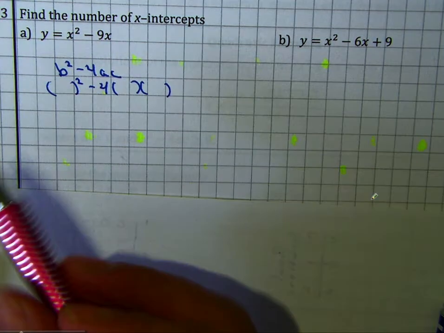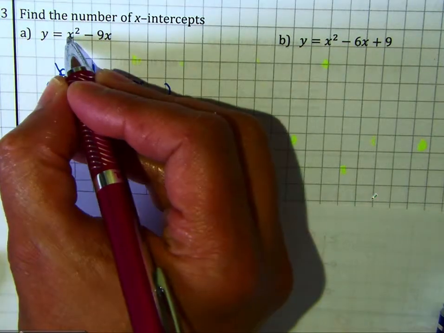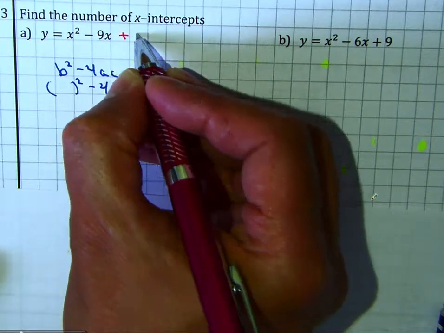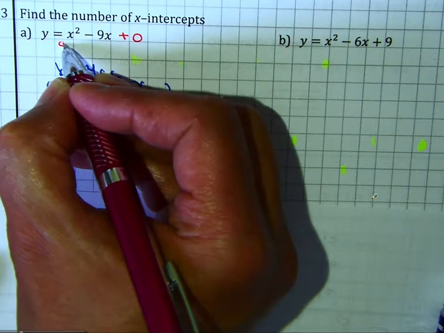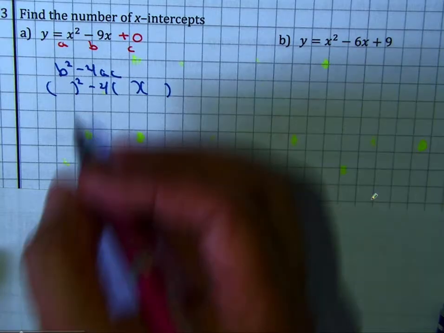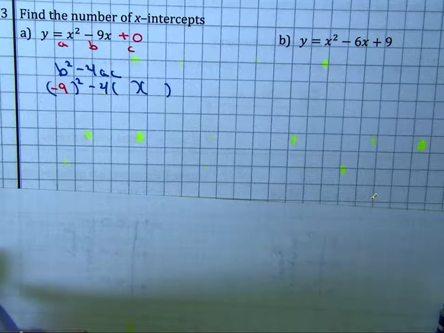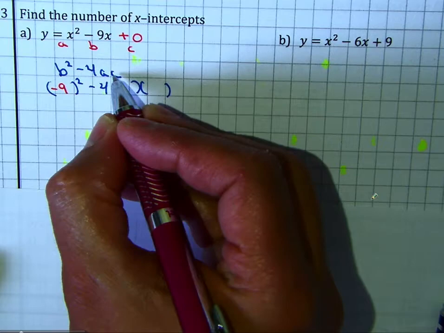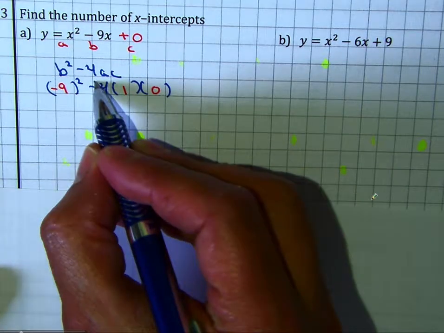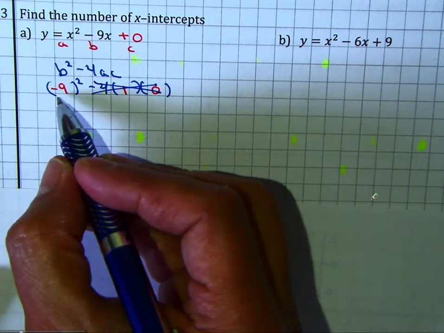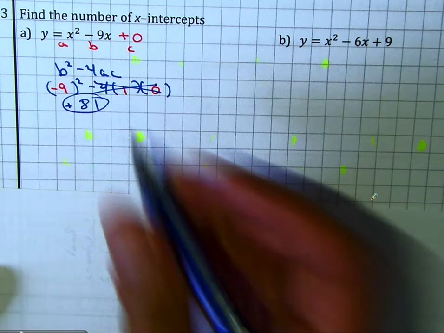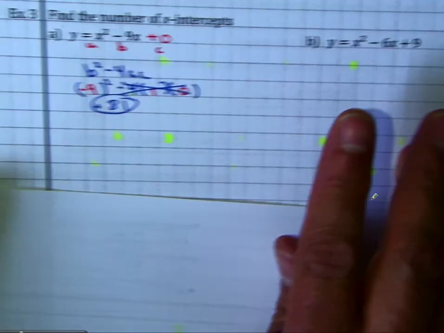And in this case, it's in standard form. We have your x squared, you have your x, and then there's no number afterwards, so there will be a plus 0. So a will be 1, b will be negative 9, and c will be 0. So b is negative 9, a is 1, and c is 0. Well, we know that anything times 0 is 0, so I know that cancels out. So we just have negative 9 squared is positive 81. This is called your discriminant.